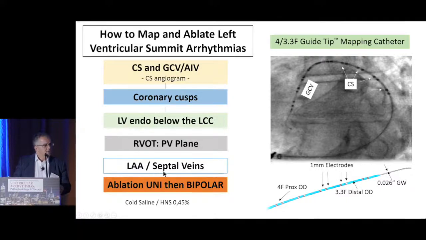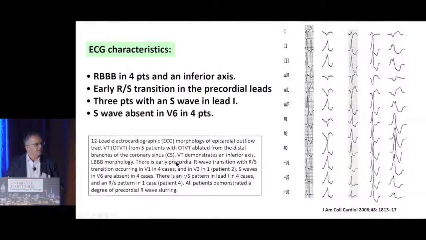And one thing that we should also consider is mapping the left atrial appendage, which typically points to that region, and also the septal veins that Fermin is going to talk to you about in a few moments.